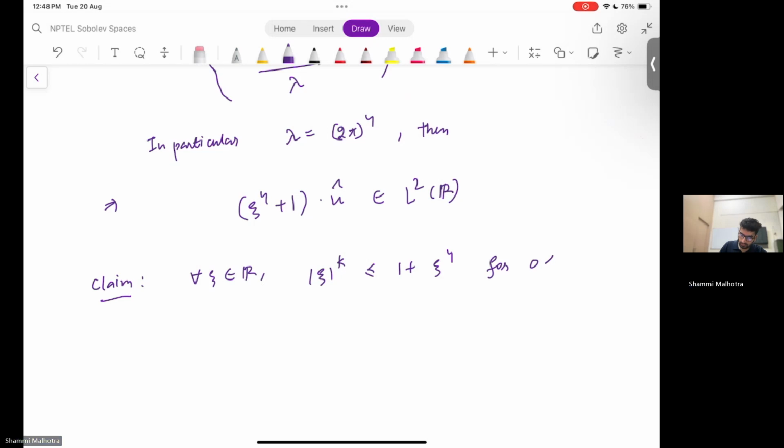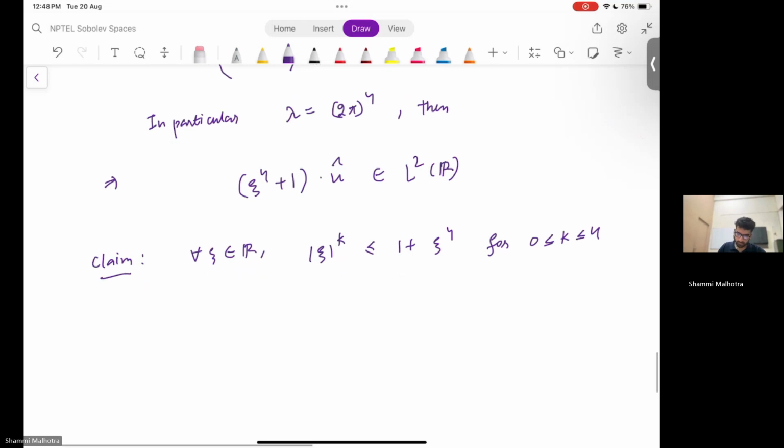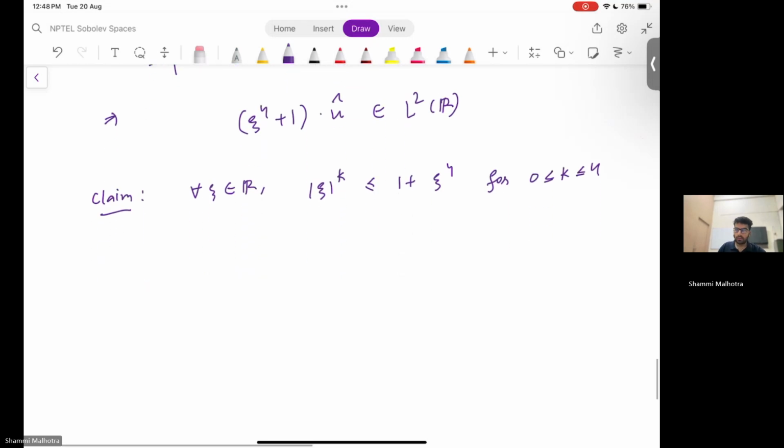for k from 0 to 4. Okay, so we have to show this. So how do we do that? We do it by case analysis. So case one: if mod xi is less than or equal to 1, what does this imply?